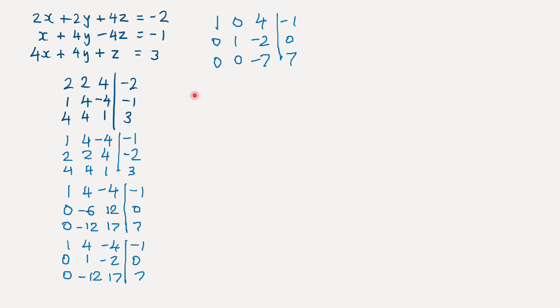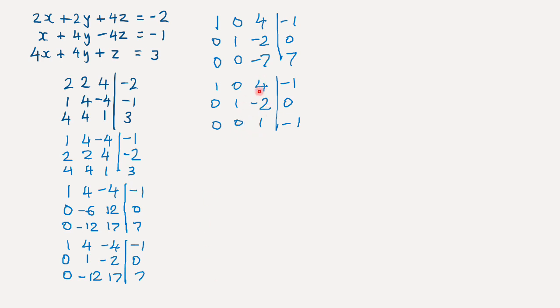Okay, next step, change this to a 1, so divide through this entire row by minus 7. So the first two rows are unchanged in this step, so we'll just write them down again, and then the third row we're going to divide by minus 7, so we'll get 0, 0, 1 and then a minus 1.